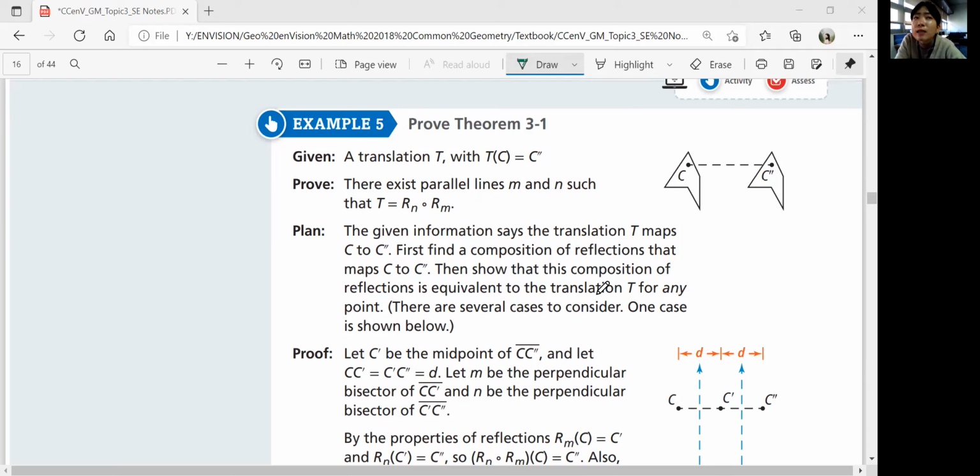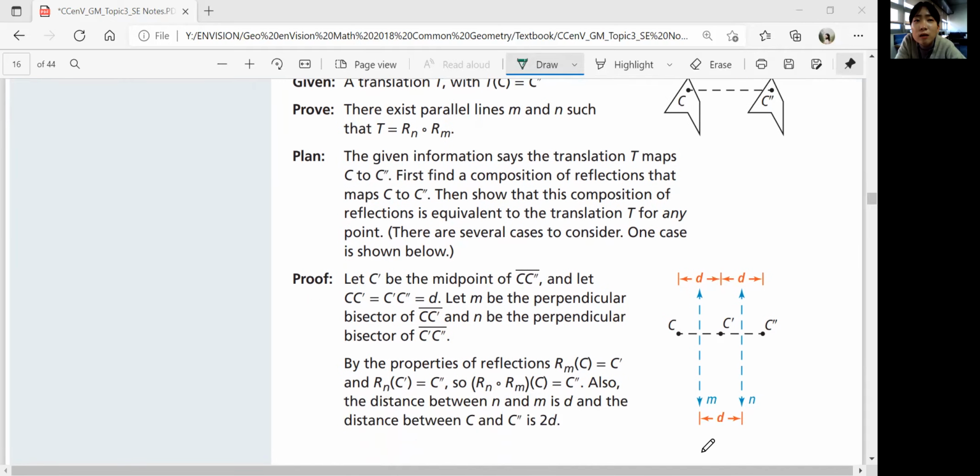So first, we're going to plan that the given information says that the translation T maps C to C prime. First, find the composition of reflections that map C to C double prime. So we can say, if we reflect over a line here, we can get C prime. Then we reflect here again, and we get another point, C double prime. And then we're going to show that this composition of reflections is equivalent to the translation T for any point, not just point C. Point C does represent any point, not just a special point.